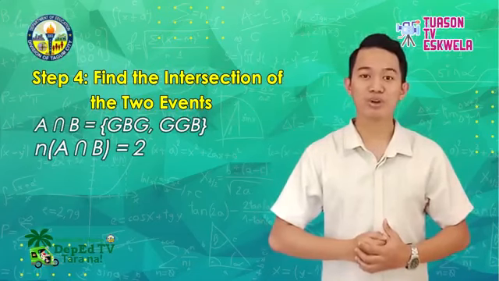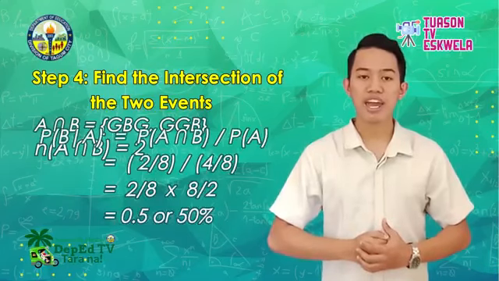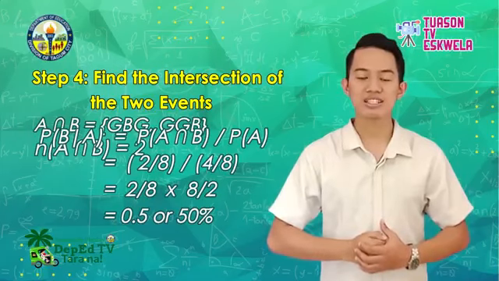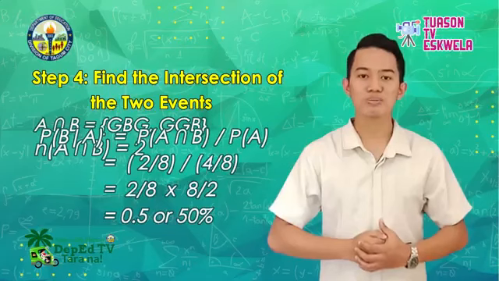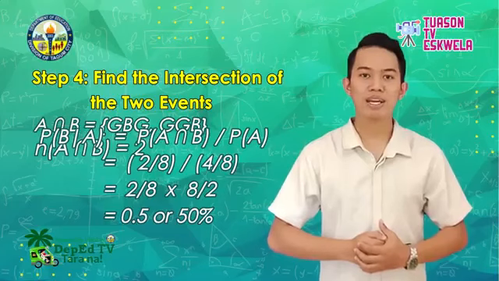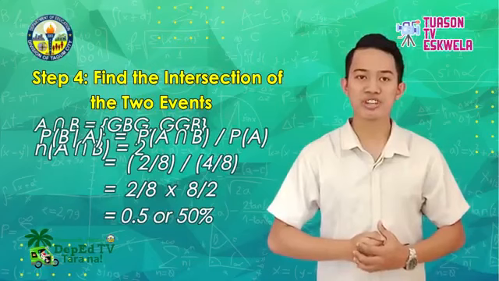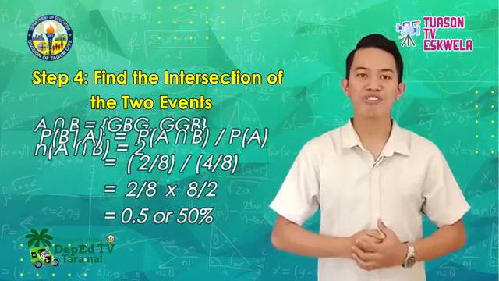Utilizing our formula for conditional probability, we have 2/8 all over 4 divided by 8. That is 2/8 times 8 divided by 2. Simplifying, we have 0.5 or 50%. Therefore, the probability that the family has 2 girls given the first child is a girl is equal to 0.5 or 50%.